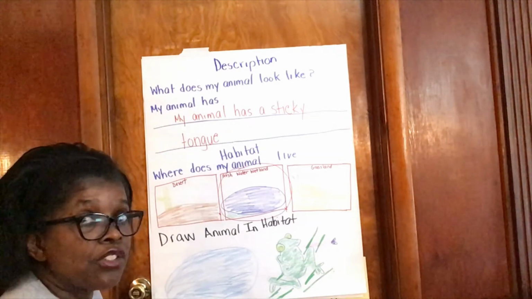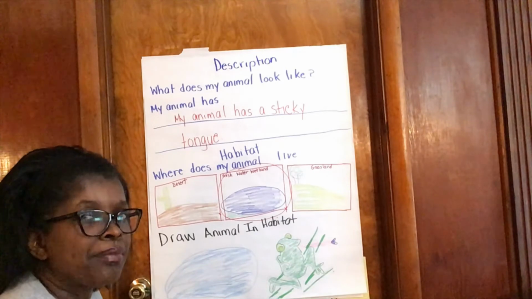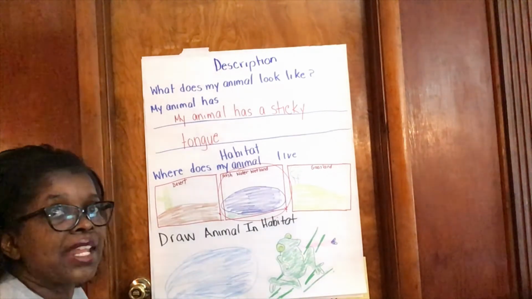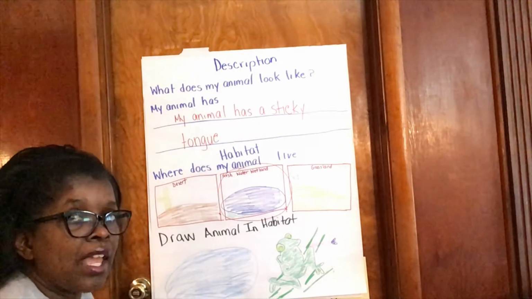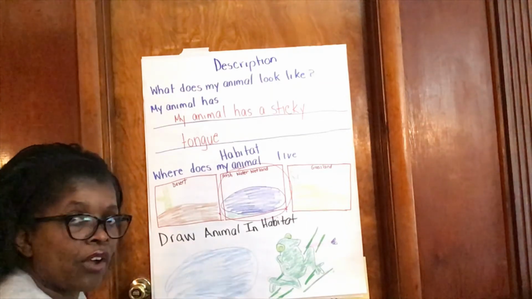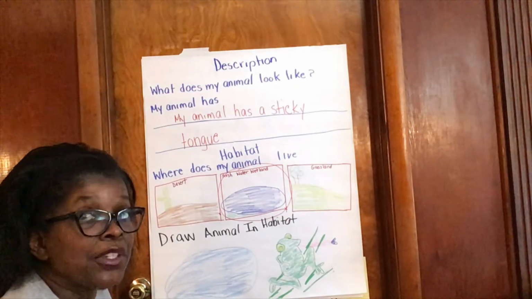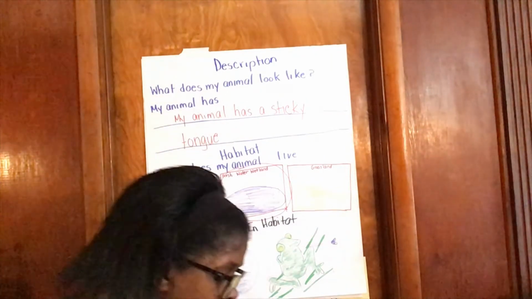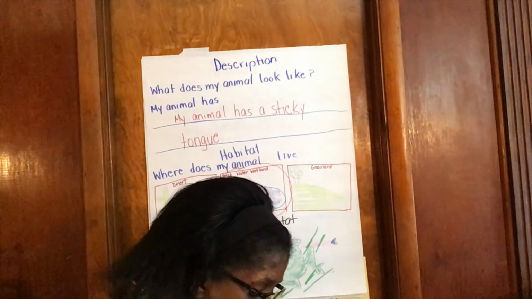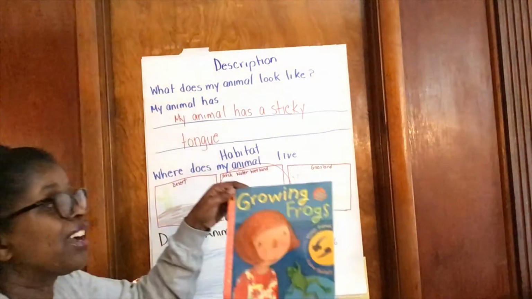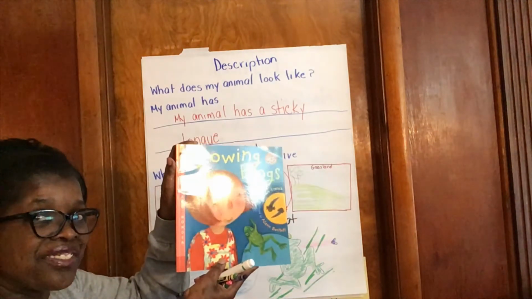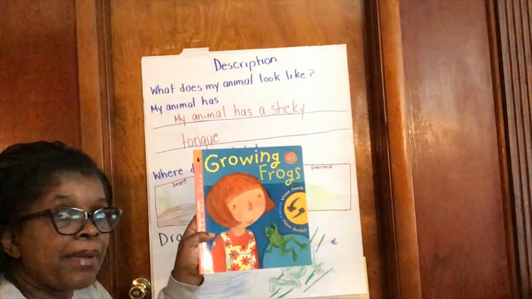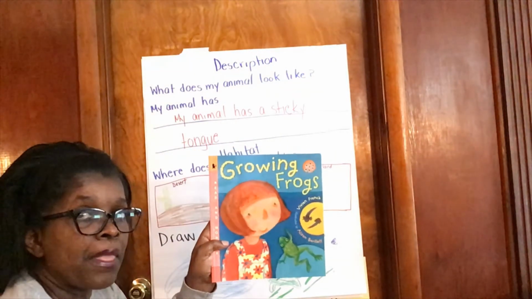It's a great activity to do with the help of your parent or older brother or sister. They can help you read the directions and write the words for you, but you can do all the drawing yourself. It was fun. So today's book we're going to read is, since I like frogs, Growing Frogs. It's a great book about the life cycle of the frog.